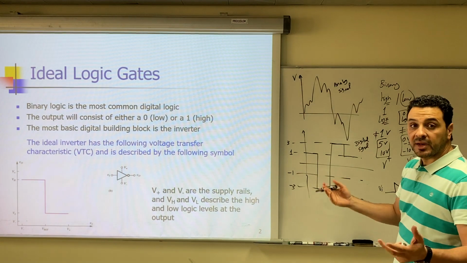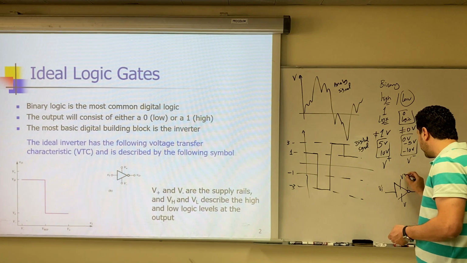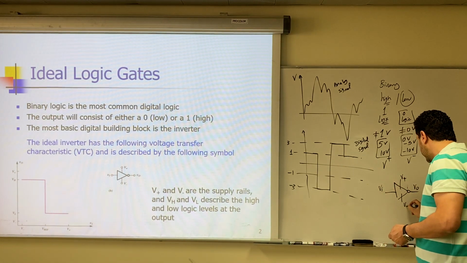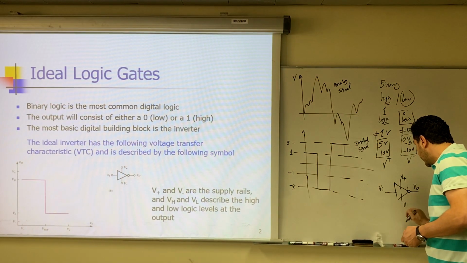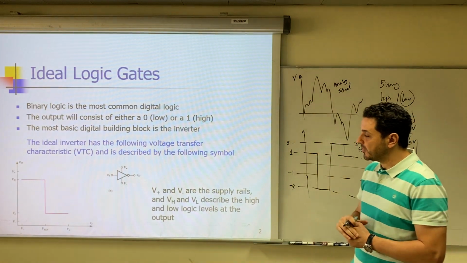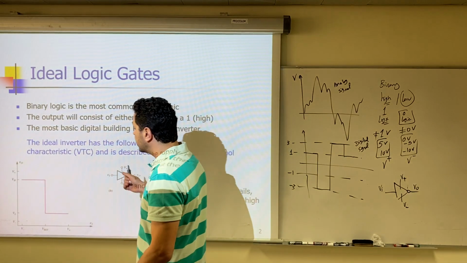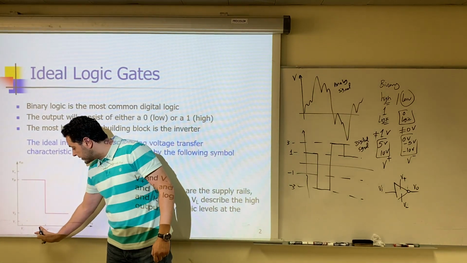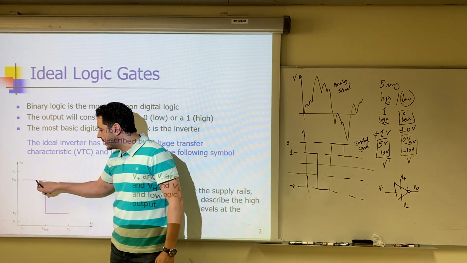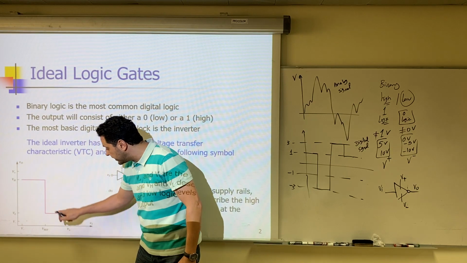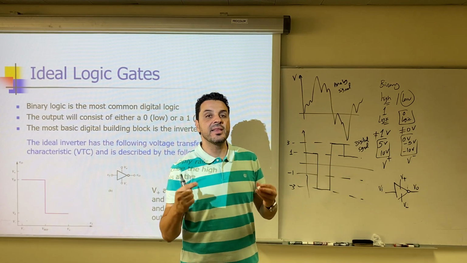And the inverter has two levels, high level and low level, V subscript plus and V subscript negative. So this is the symbol of the inverter. The characteristic of the ideal inverter is that when the input is lower than a certain reference level, then the output will be high. So when the input is low, the output will be high. When the input is high, the output will be low.